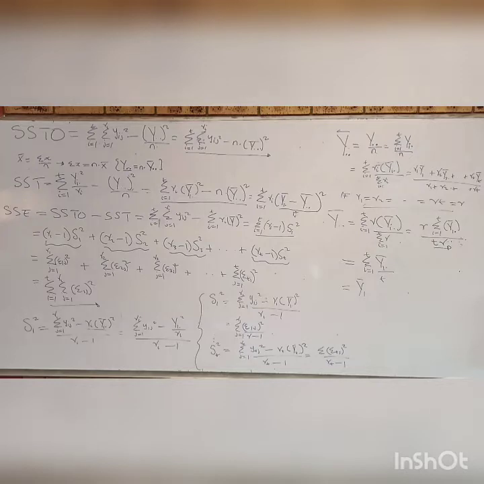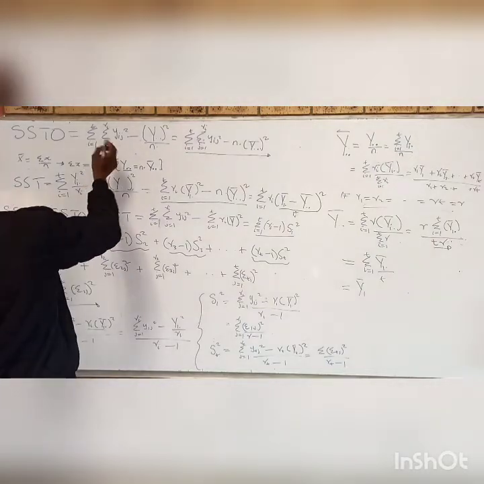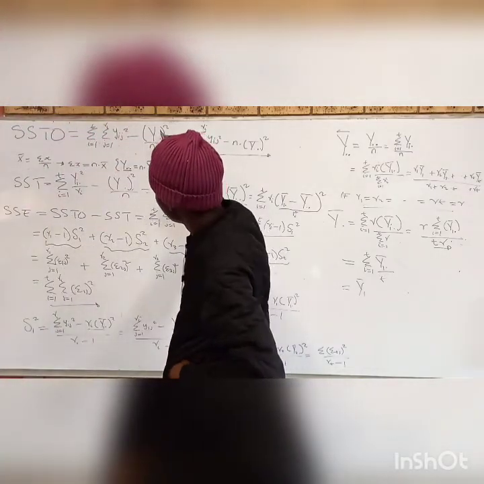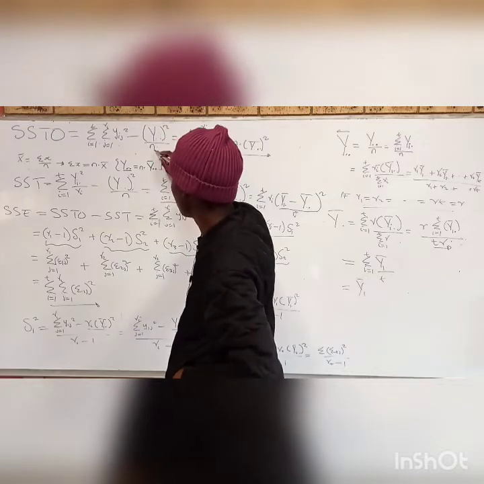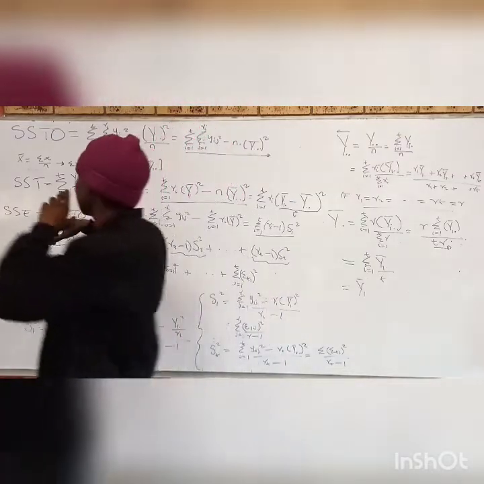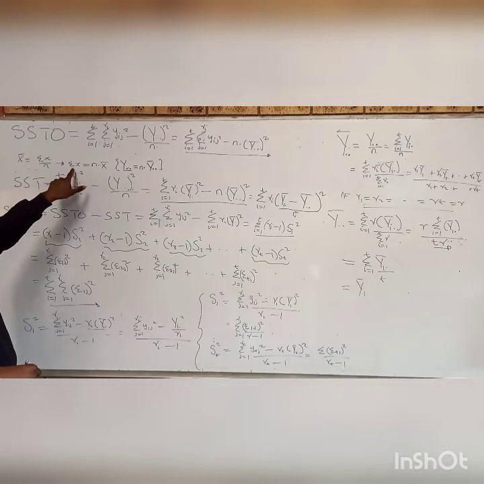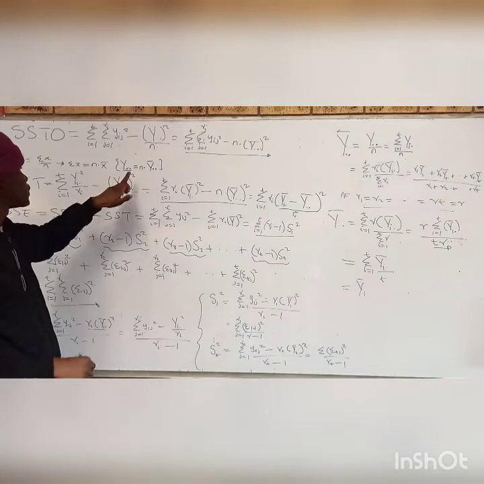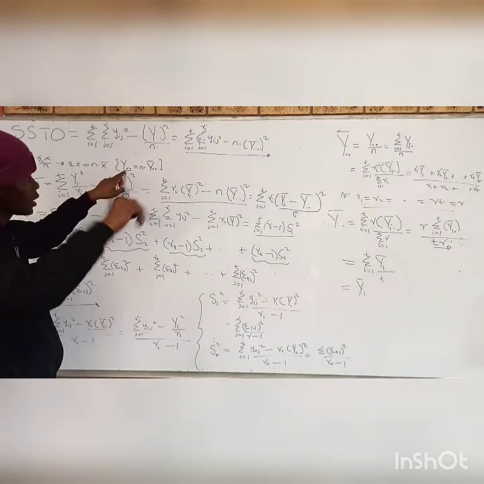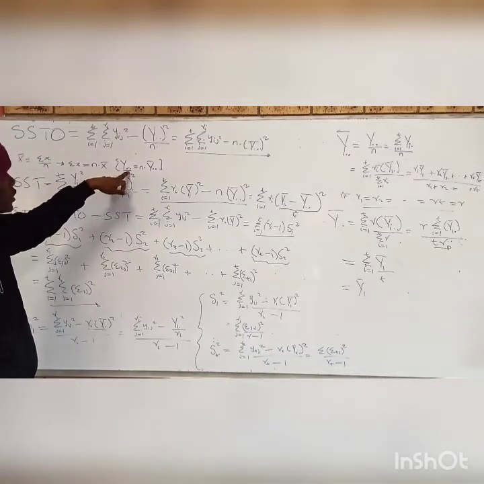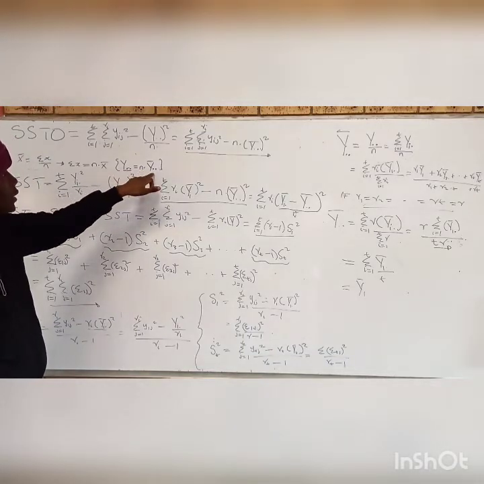Recall your SSTO is the double summation of Yij squared minus the overall sum squared over n. Remember previously x bar is the same as the summation of x over n, so we can make the summation of x the subject, and it becomes n x bar. Relating this to y dot dot, it means we're summing every observation in the given data table, so it will be the same as n multiplied by its grand mean.